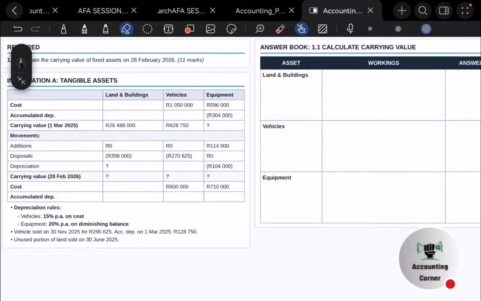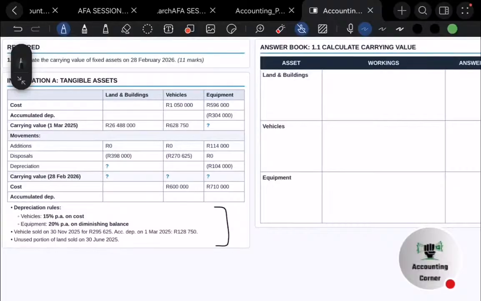So we're told to calculate the carrying value of fixed assets on 28th February 2026. You've been given the fixed asset note with some missing amounts and additional information. Let's first start with land and buildings. With land and buildings, our missing amounts are the depreciation and carrying value.